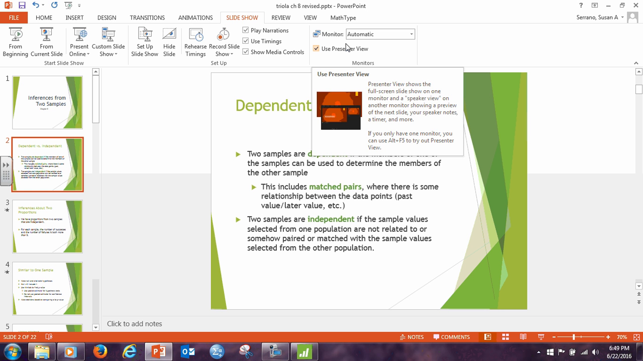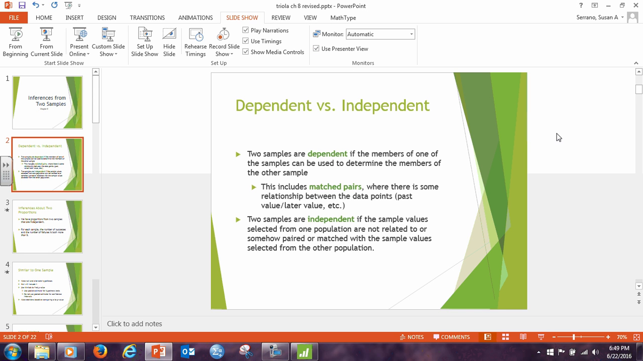That is the end of Chapter 8. Now, try some of the homework that's been assigned for this section. You can look at the next video, the lecture for the Minitab lab, and do the Minitab lab, and let me know if you have any questions.